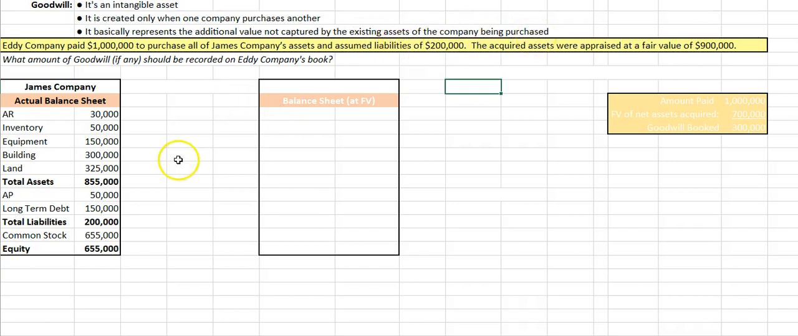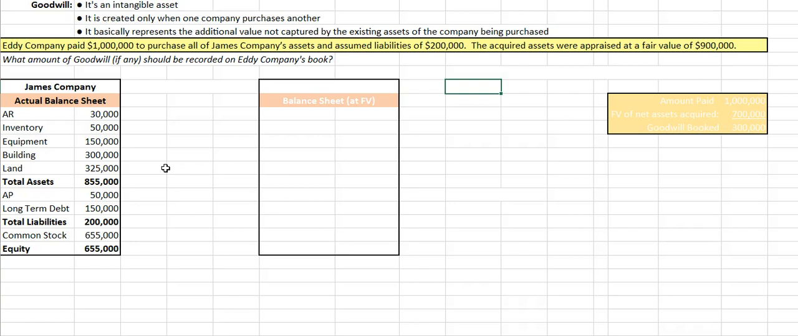So just to give you a very brief example, let's say a company has net assets, assets minus liabilities, of $1 million, and another company buys them for $1.2 million. That company paid $200,000 over the net asset value of the company, right? So what's that $200,000? Why did this company pay an extra $200,000? That's the intangible asset that is being purchased.